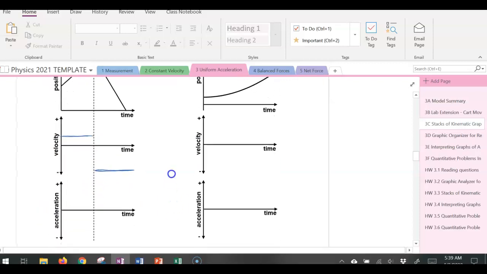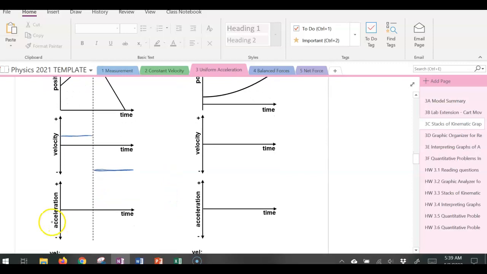Now, for the acceleration, there really is no acceleration in this scenario. In both directions, it's moving at a constant velocity, and so the acceleration at each point in time is 0 because the velocity is not changing.